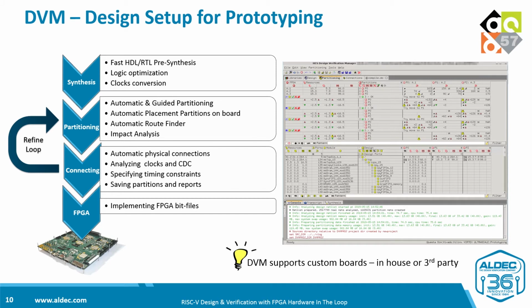FPGA prototyping has different requirements and objectives than emulation. That's why a separate design setup flow is provided by DVM tool. The main checkpoints in the prototyping flow are synthesis, partitioning, connecting, and FPGA implementation. Basically the same as in emulation, but to achieve higher clock rates, the user gains much more control over the partitioning and interconnecting process. Like in emulation, every step can be fully automated, but the user can step in and modify the results or provide constraints for automation algorithms.